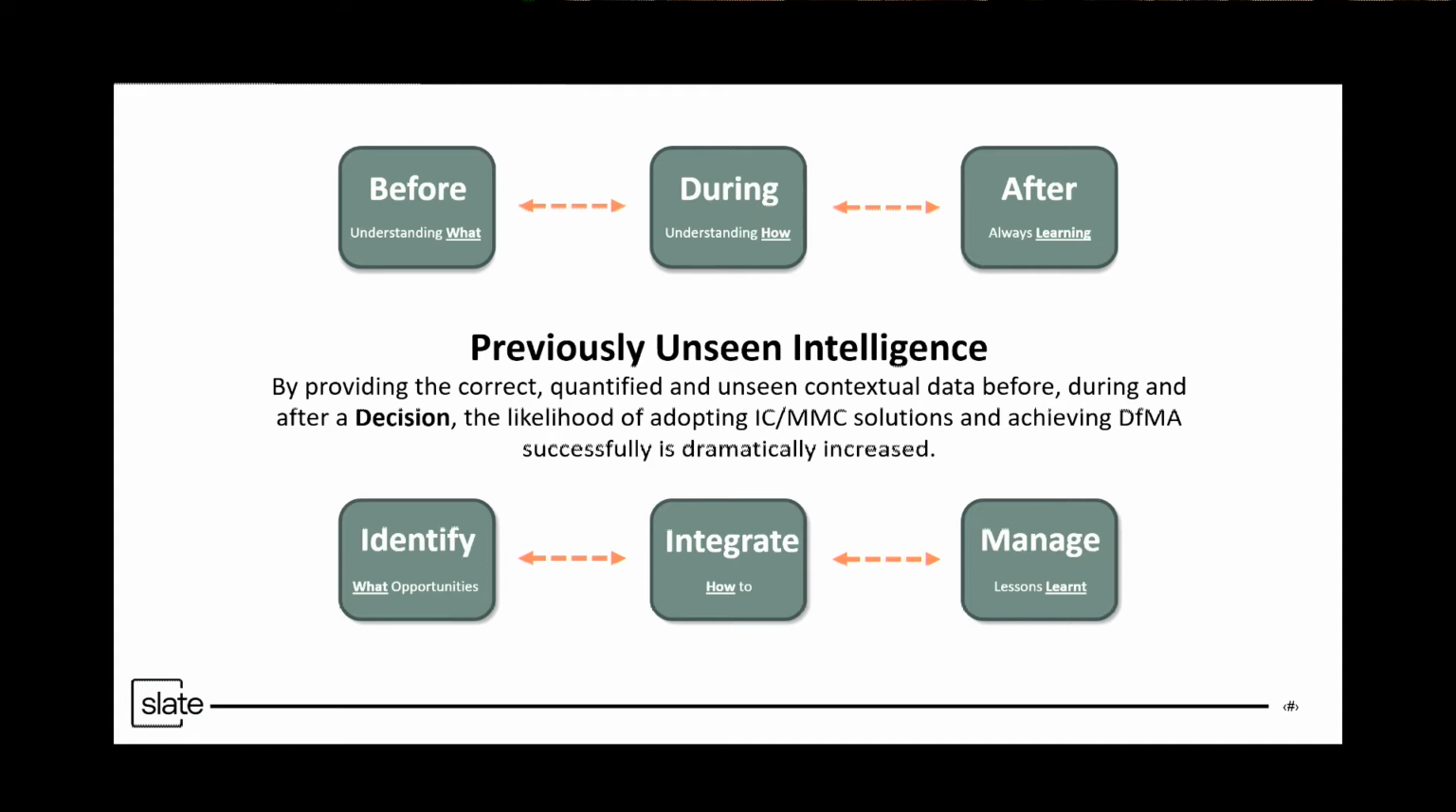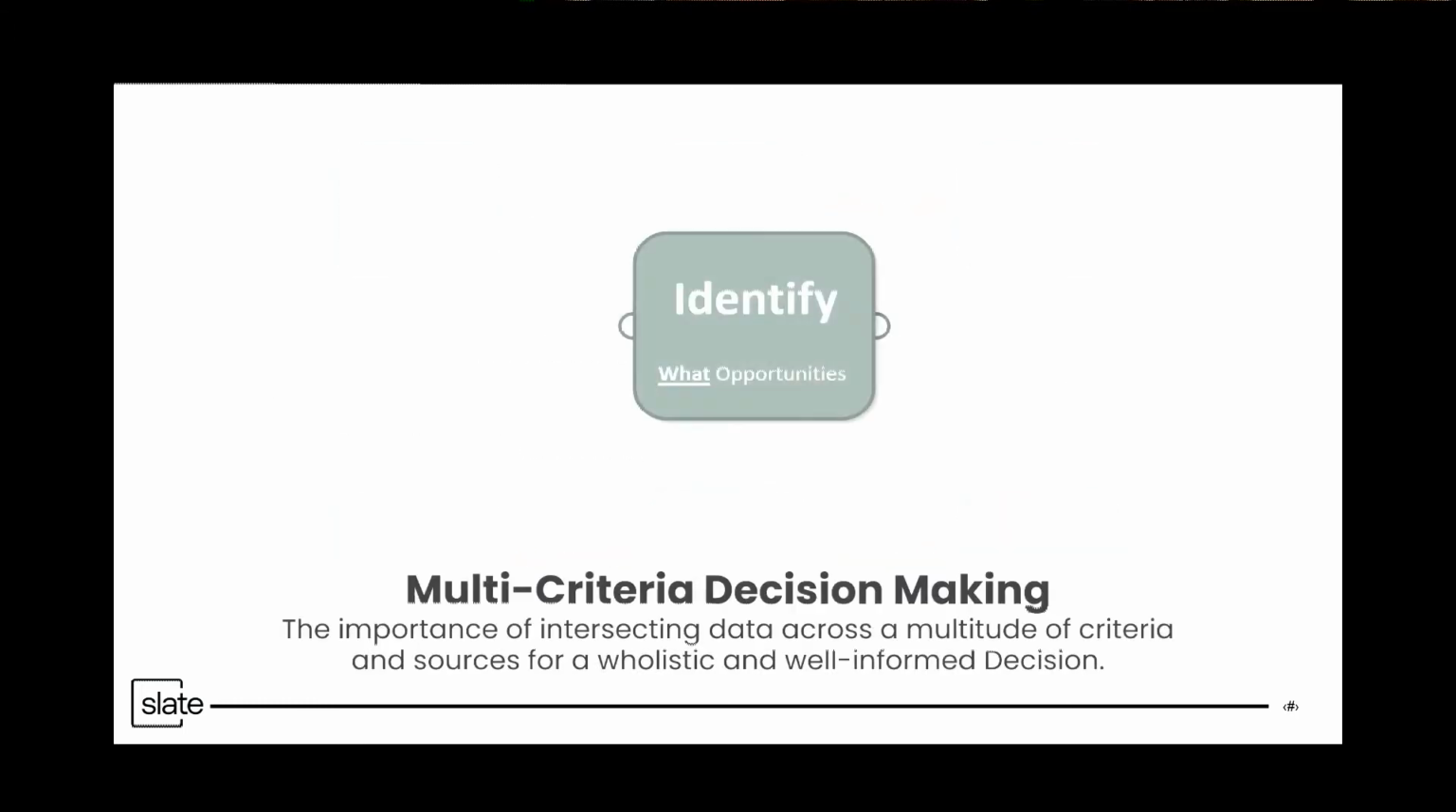So we're talking about DfMA, that's really about integration, but first and foremost, even understanding what you can identify, what is out there, and then how do you integrate, and then there's really no management or no database for how you can start to evolve that knowledge. So what we're focused on here is all that unseen intelligence, as I described with Waze. Now, how do we look at the correct quantified and unseen in terms of how you do start to create those decisions? And that comes down to really multi-criteria decision making.